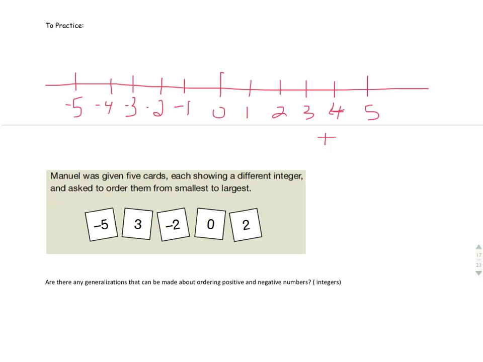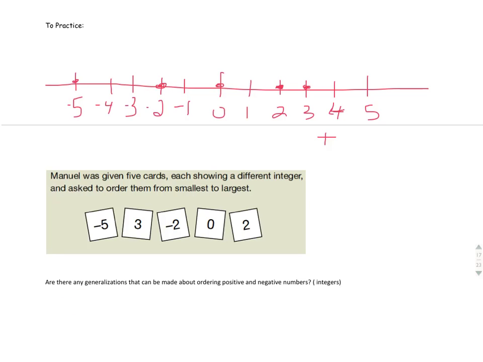And now if I want to figure out which is my smallest number, I need to plot those points. So I've got a -5. I've got a +3. I've got a -2. I've got a 0. And I've got a 2. So remember, the numbers that are most to the negative side are the smallest. The numbers that are most to the positive side are the largest. And I guess that could be our generalization that we could make.